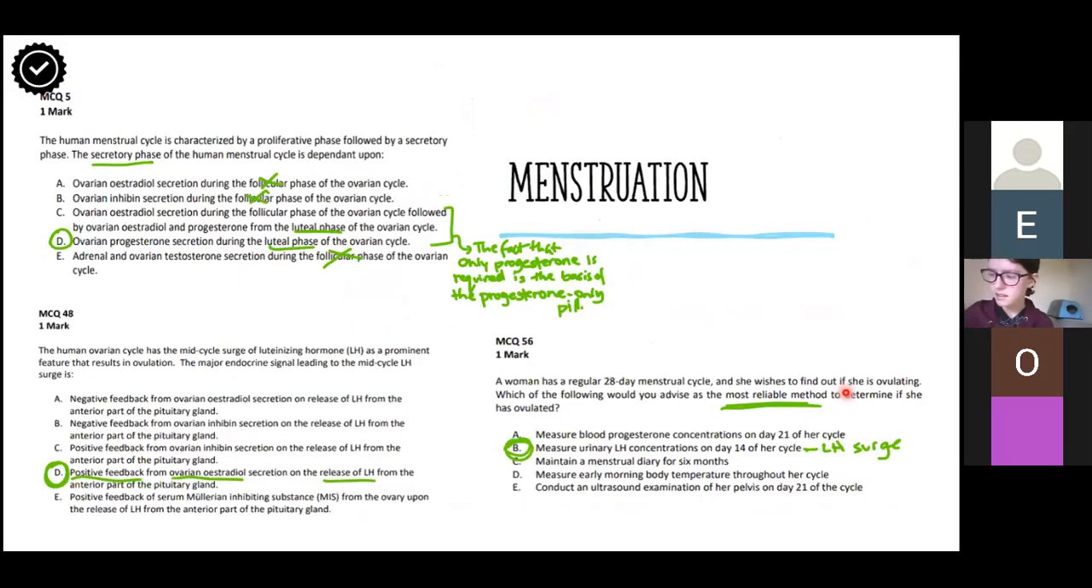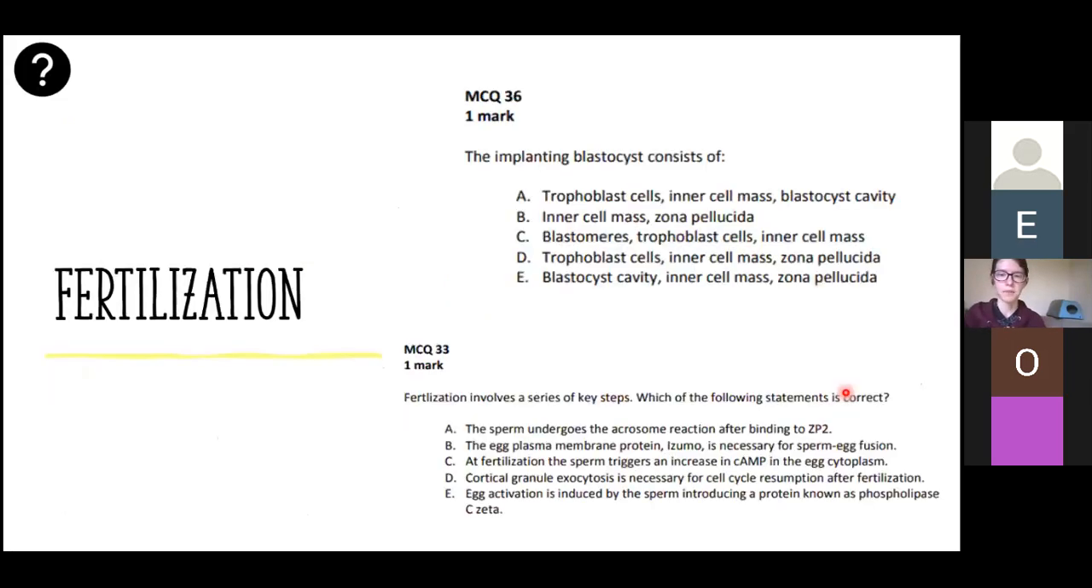All right, got about 8 minutes left. All right, let's try and speed through. All right, fertilization. Because we're almost at the end, we might skip the questions for now, but you can have a look over them later.